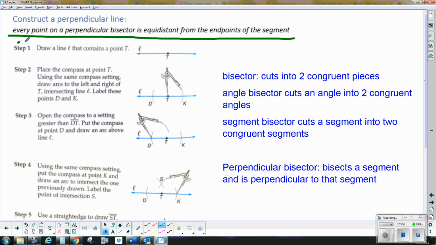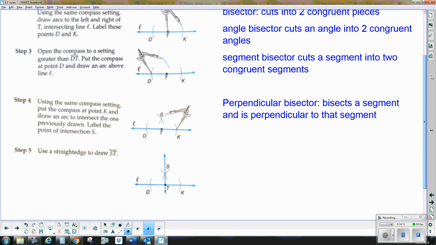Okay, so now that we know what a perpendicular bisector is, we can move into the next part. And it says that every point on a perpendicular bisector is equidistant from the endpoints of the segment.